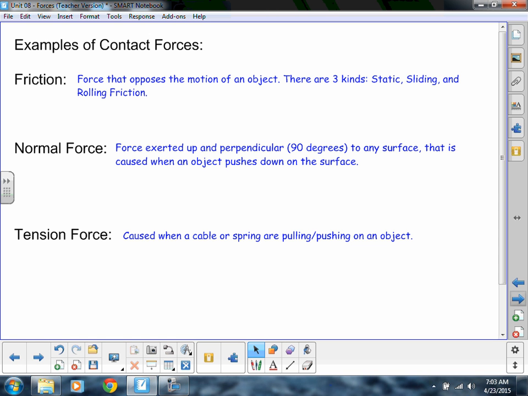Rolling friction is what you get anytime an object rolls across the surface. So for instance, tires on a car.